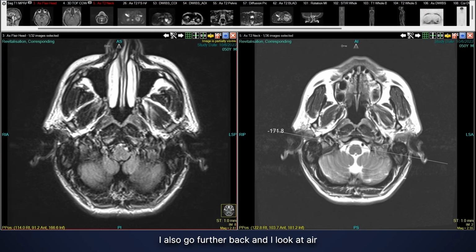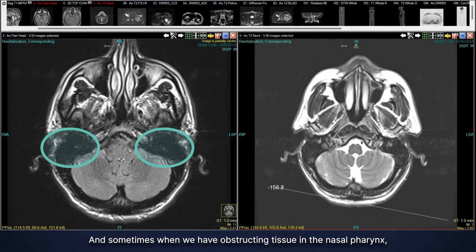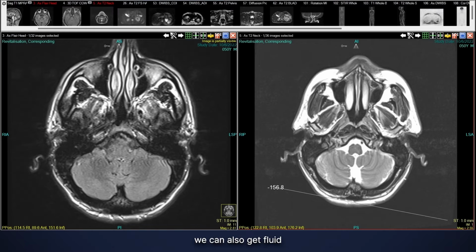I also go further back and I look at air-filled structures within our temporal bones called mastoid sinuses. And sometimes when we have obstructing tissue in the nasopharynx, we can also get fluid buildup in our middle ear and fluid buildup in these sinuses here. But yet, just like the other sinuses we looked at, they're black and filled with air, so these are normal. No concerning findings, no inflammation.